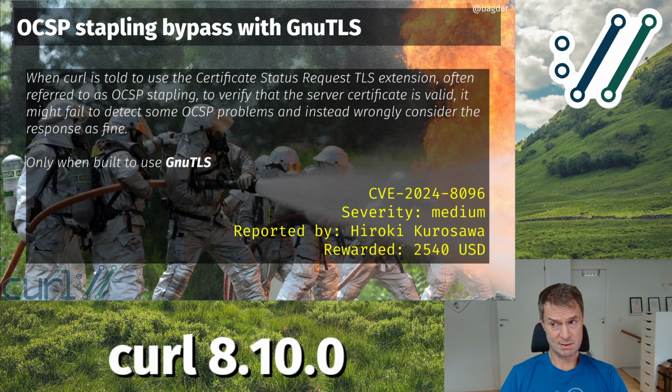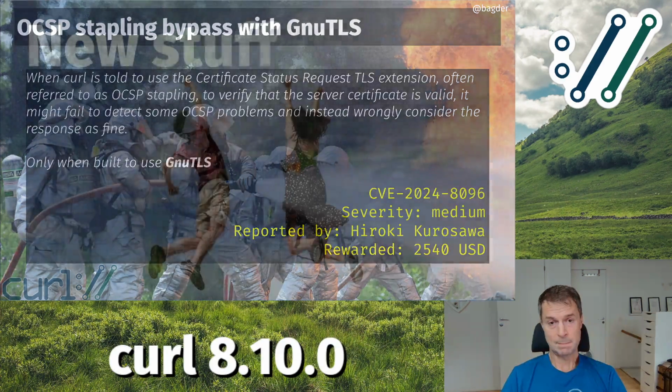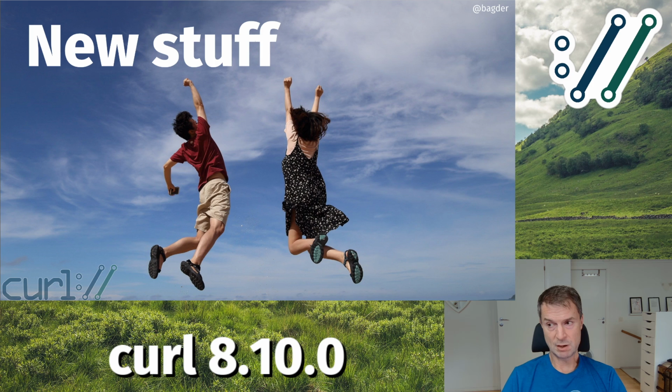A little bit of a niche problem, and of course read up on it, and this is only when you build curl to use GNU-TLS, because it's specific to the particular glue code we have for GNU-TLS. We rate this as severity medium. It was found by Hiroki Kurosawa, and he gets a reward for this, so thank you. That was the security vulnerability for this time.